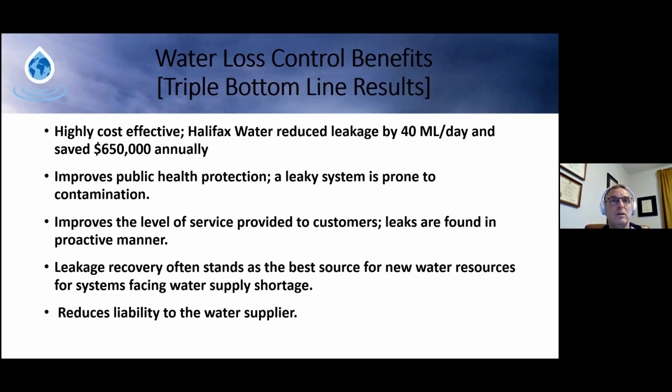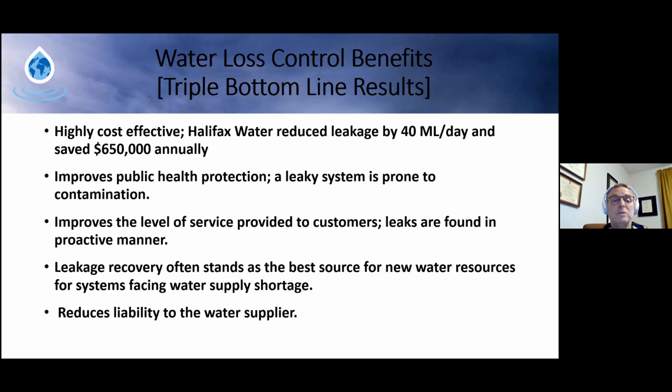So if you're having trouble serving new areas of your municipality, if you control your leakage, you will have available capacity that you can now extend to other areas of your municipality. And last but not least, this reduces the liability to water suppliers.